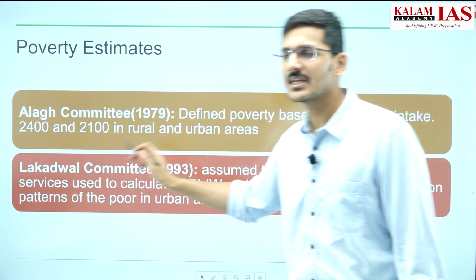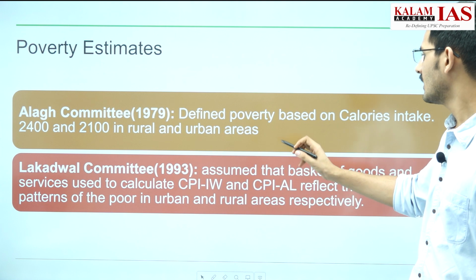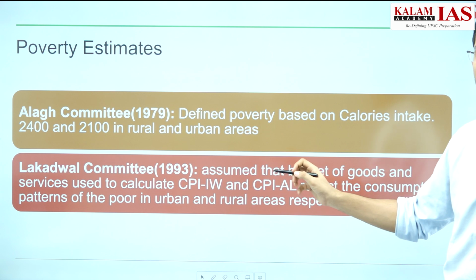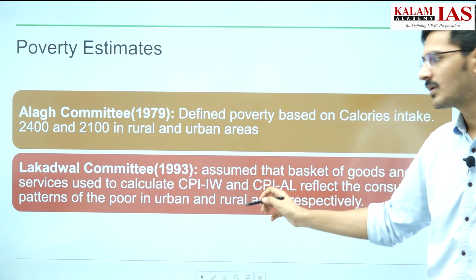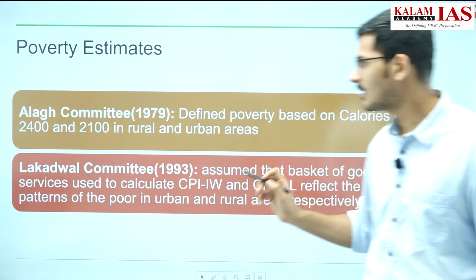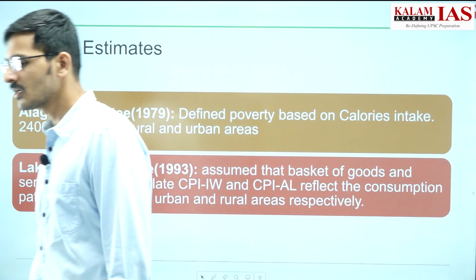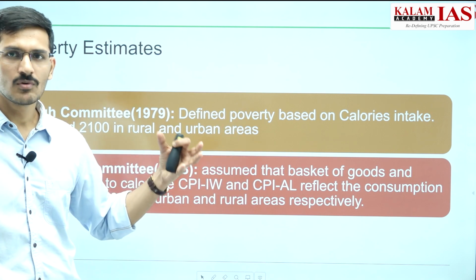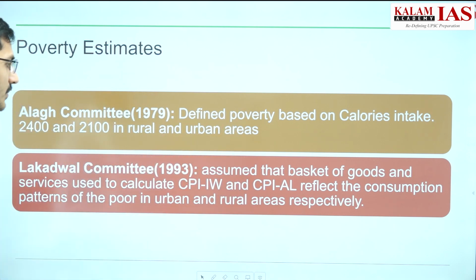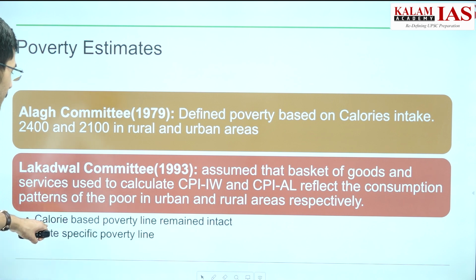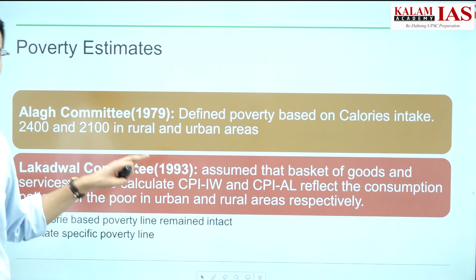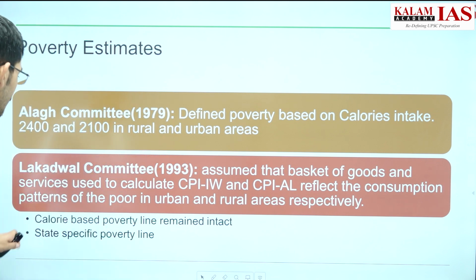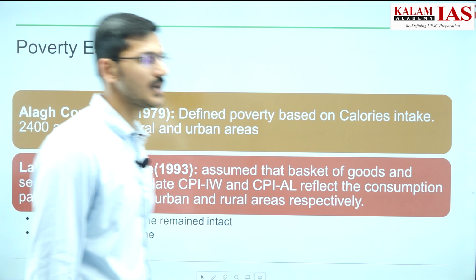Next came the Lakadawala committee in 1993, and it assumed that the basket of goods and services used to calculate the consumer price index of industrial workers and the consumer price index of agricultural labor reflect the consumption patterns of the poor in urban and rural areas. So it just assumed that the CPI-IW and CPI-AL are representative of the consumption pattern of urban and rural areas respectively, and the calorie based poverty line remained intact. It also said that the calorie line given by the Alag committee is still relevant, and a state specific poverty line was also provided by the Lakadawala committee.